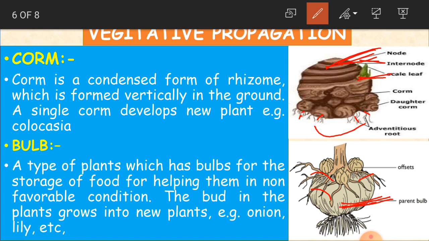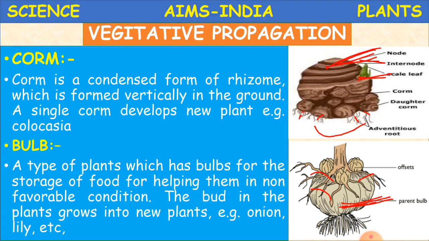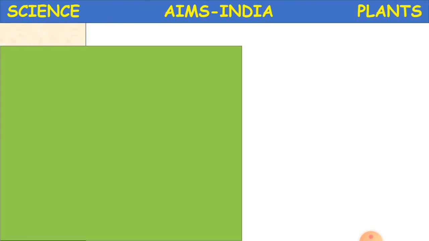Here, when we say non-favorable condition, it is about the climatic conditions, children. Like water loss, heat and all these. So when these types of non-favorable conditions are there in the climate, then this type of plant stores food in themselves, in the bulbs. And this bud is going to grow into a new plant. For example onion, lily, even garlic, all of these come under bulbs. Clear children? Now we'll see the other slide.